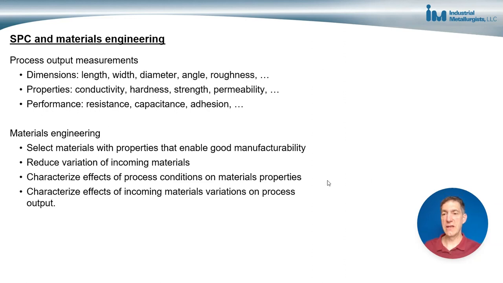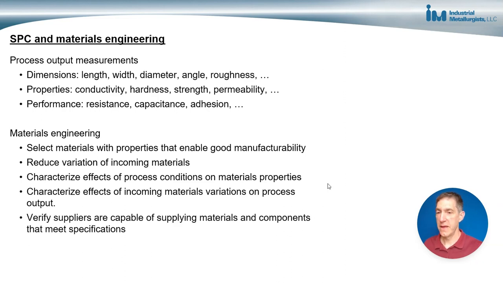We can characterize the effects of incoming materials variations on process output. Perhaps it's possible to allow for larger materials variations without having an impact on the process output. And the benefit of that is that might mean being able to use lower cost suppliers or using different suppliers, which will help reduce the cost of the incoming materials. And we can also verify that suppliers are capable of supplying materials and components that meet specifications.